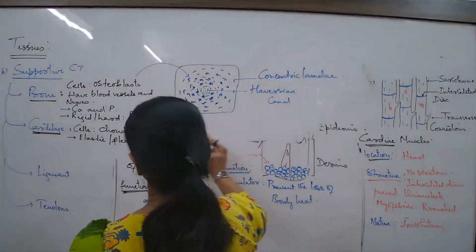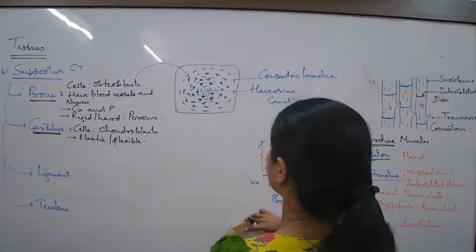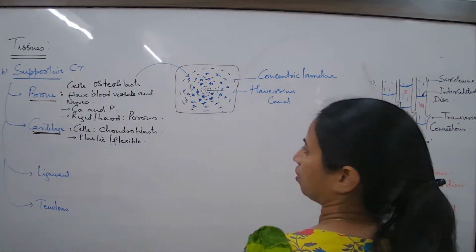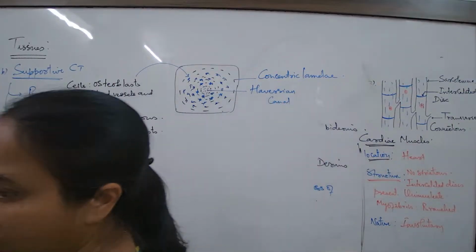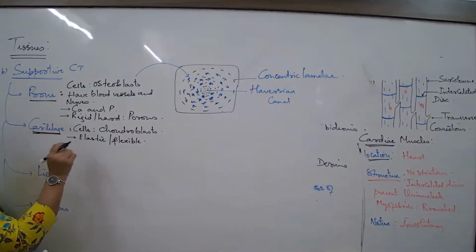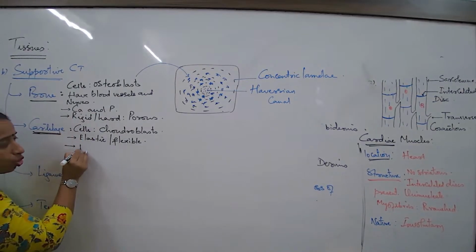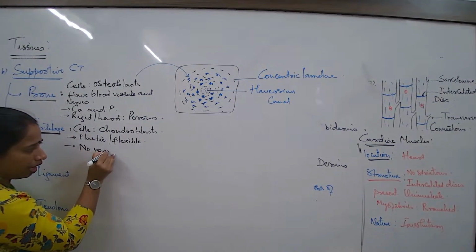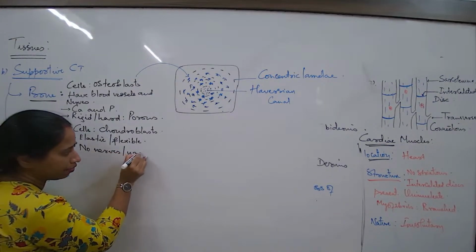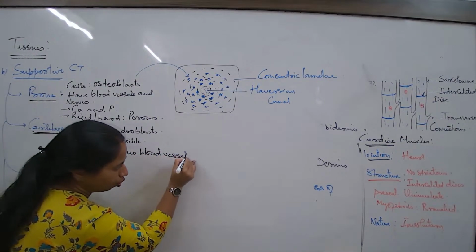Is the cartilage elastic and flexible as compared to the bone? Yes. The bone is rigid, cartilage is not. Cartilage is elastic, cartilage is flexible. Does the cartilage have nerves and blood vessels? No nerves and no blood vessels.